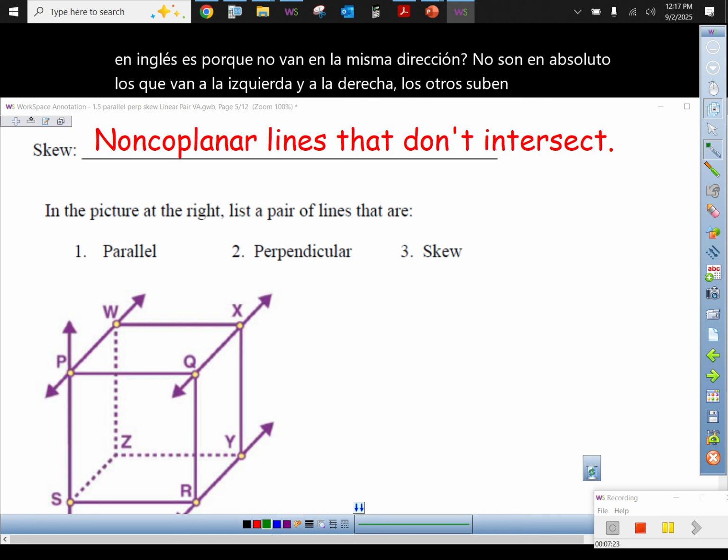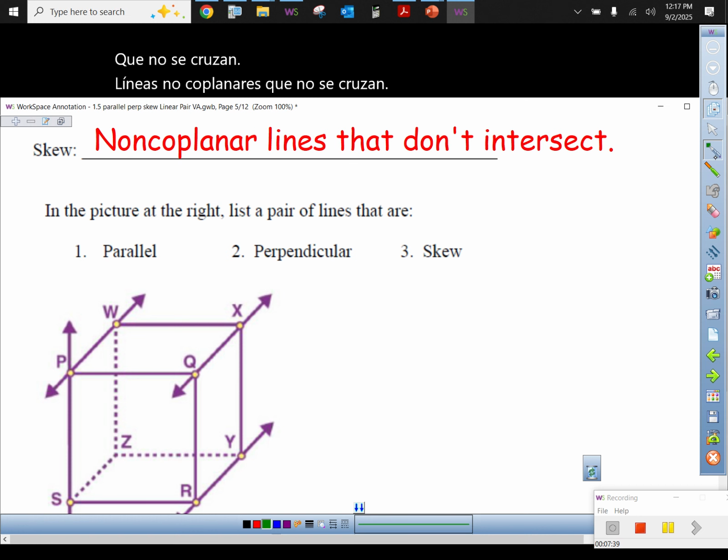Non-coplanar lines. That means they're not in the same plane. Non-coplanar lines that don't intersect. And then maybe in English we put, if we've got room, they don't touch. They totally don't touch and go different directions. They don't touch and they go different directions.